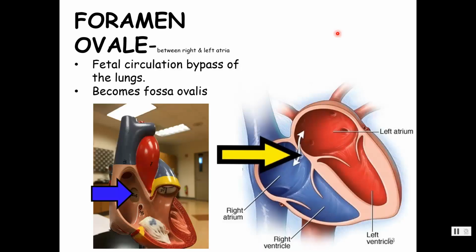Okay, so maybe remember we looked at that fossa ovalis at the beginning of the semester when we studied the heart. During fetal development, this is open, so the foramen ovale, and that's just so that oxygen-rich blood coming from the placenta can bypass over to the left side of the heart and then be sent to fetal circulation. So that is one of the bypasses.